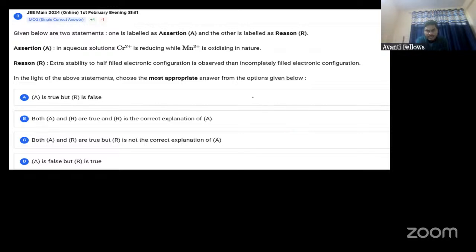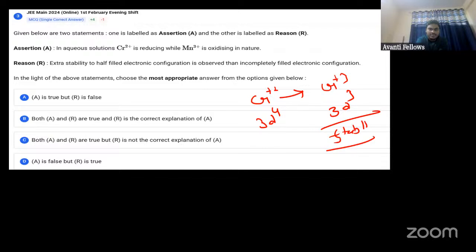So if we have chromium plus 2, we all know chromium plus 2 has 3d4. So it has a strong tendency to go to 3d3, right? Because 3d3 is stable, half-filled t2g and eg. They are stable. So they have a strong tendency to oxidize from +2 to +3, right? So in aqueous solution, Cr+2 is reducing in nature. So what does a reducing agent mean? The one that is getting oxidized. So this is getting oxidized, which means it is a reducing agent.